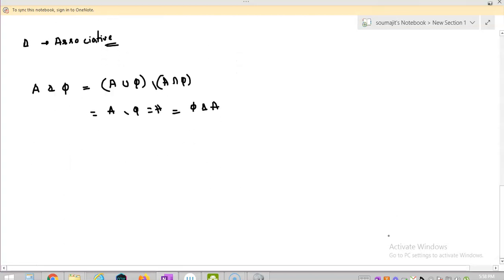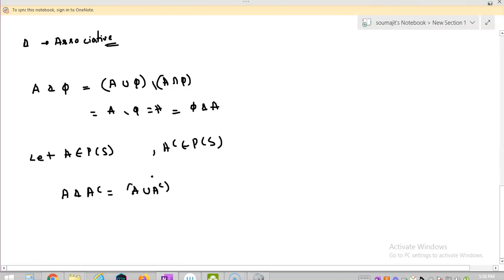Okay, let us take the inverse. For this, let us take an element from P(S). Let us choose A belonging to the power set of S. Now if A belongs to the power set of S, I can say that the complement of A again belongs to the power set of S. Now what is the symmetric difference between A and A complement? This is nothing but A union A complement minus... okay, I don't need A complement, just a second, let me remove it.